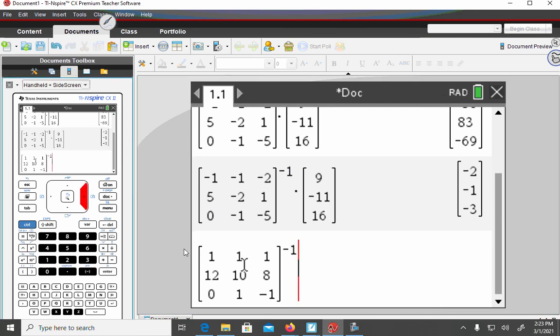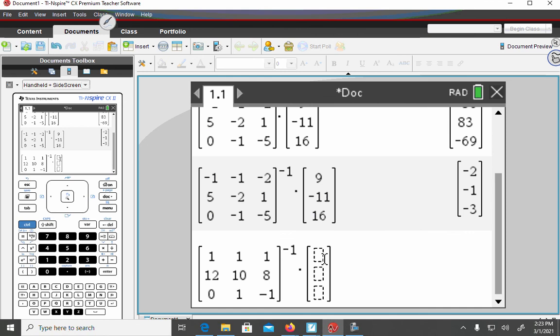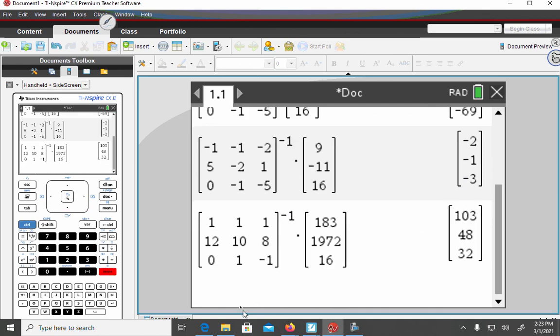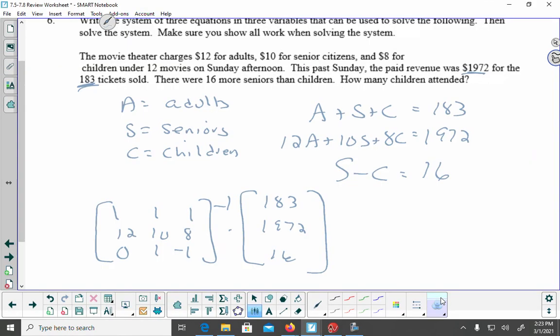And I'm going to multiply that by my answers, which are going to be a 3 by 1. And those answers were 183, 1972, and 16. And when I do that, I get 103, 48, 32. So 103, 48, 32.